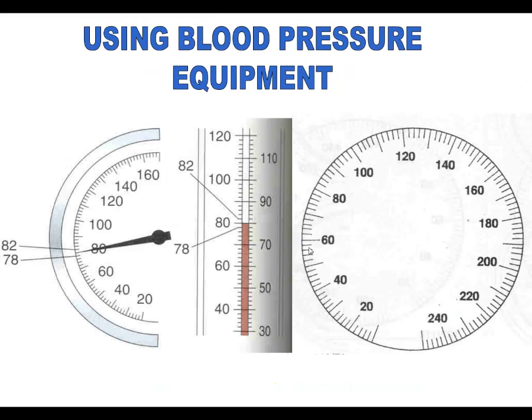Okay, so like I said, each of the small hash marks, the small lines, the shorter lines, those are 2. So it would be 80, 82, 84, 86 in those increments. And either dial, they are all done that way.